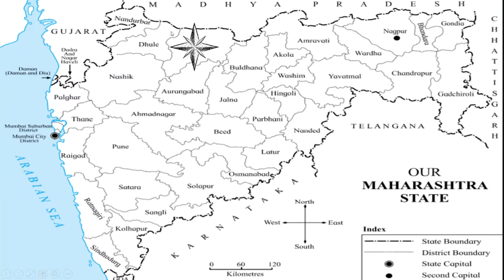To the northwest lies Nandurbar. To the northeast lies Madhya Pradesh state. To the southeast lies Buldana. To the southwest lies Nasik, also part of Aurangabad. So children, I hope you have understood how to use the compass rose.